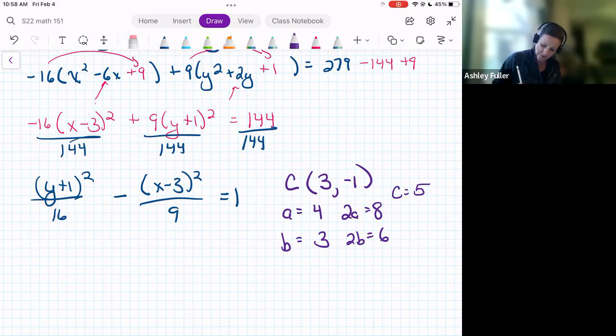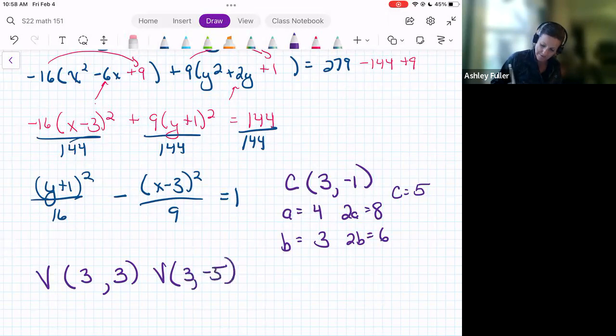This tells us then from our center being 3 that our vertices, this is going to be a vertical hyperbola, which means our x values won't change, but we will go up by 4, which leads us to (3, 3), and go down by 4, which leaves us at (3, negative 5). And then our foci likewise travel along that same line. We're going to have (3, 4) and (3, negative 6).